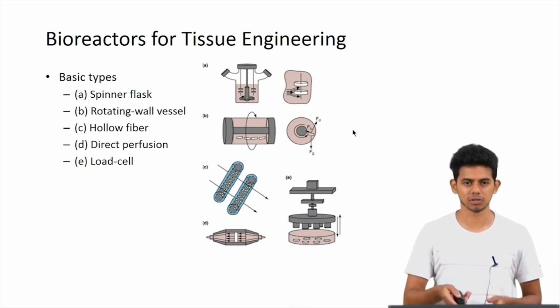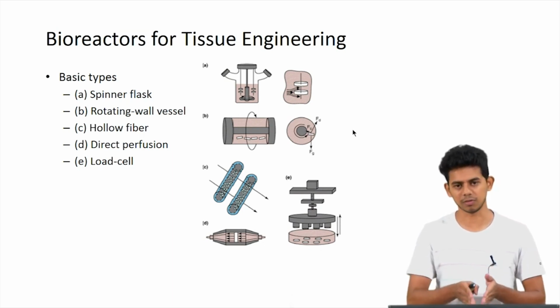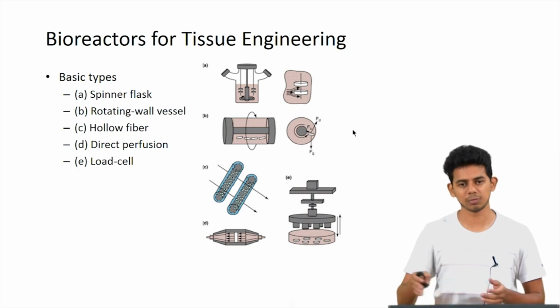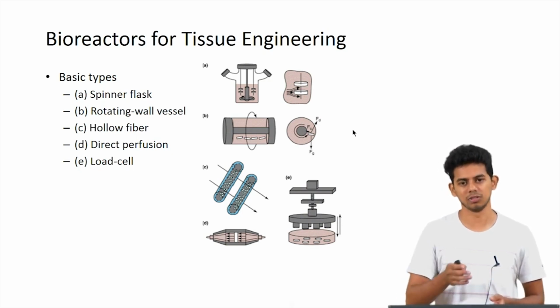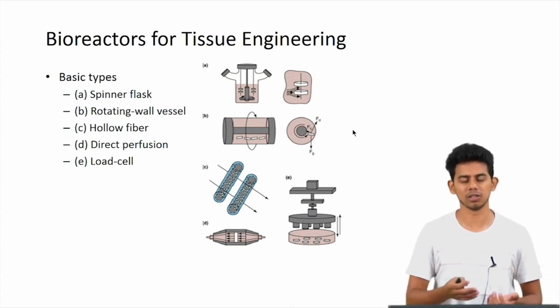Direct perfusion, so that is D. Here, a cell and scaffold construct is placed in the center of the chamber and the media is perfused through it, so that the spent media comes out on the other side and you can recirculate it or change the media.